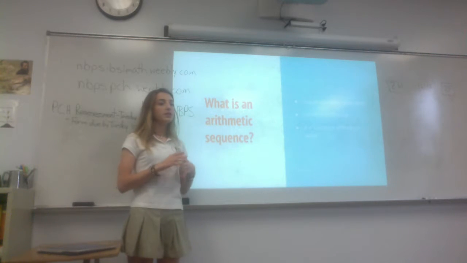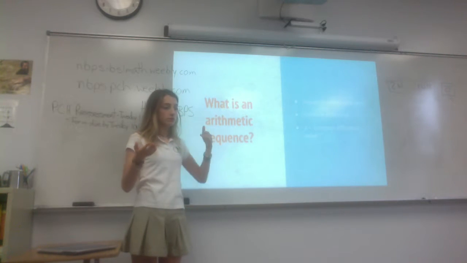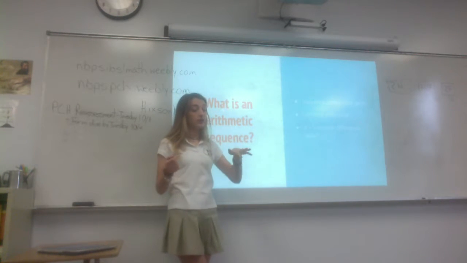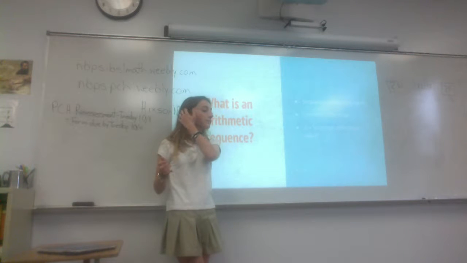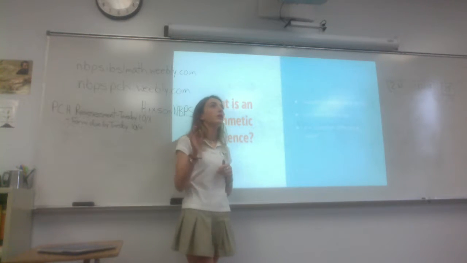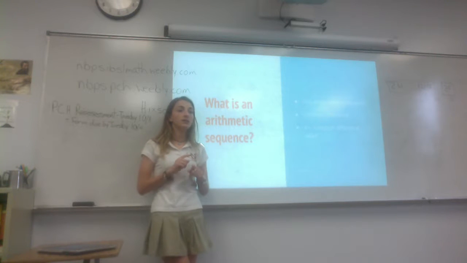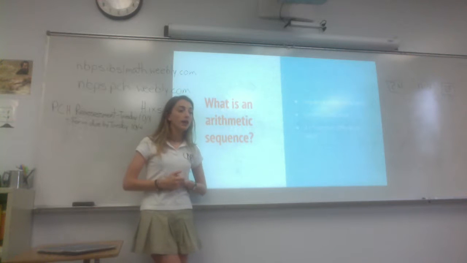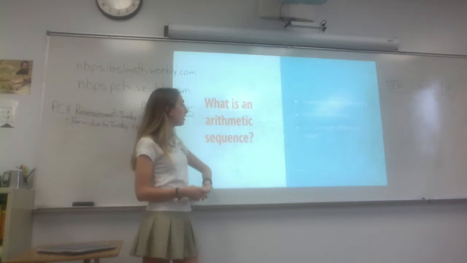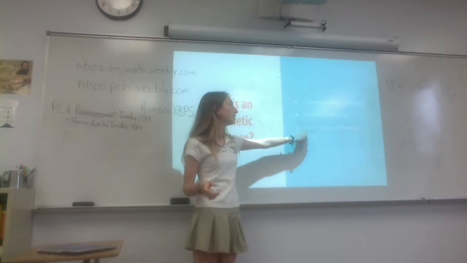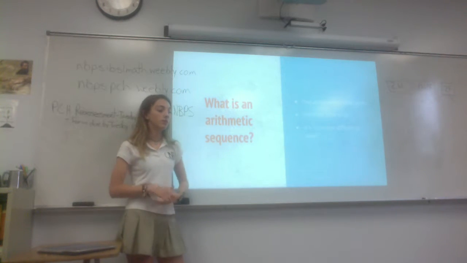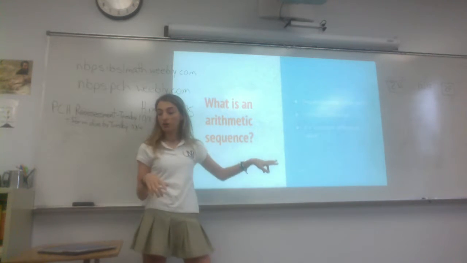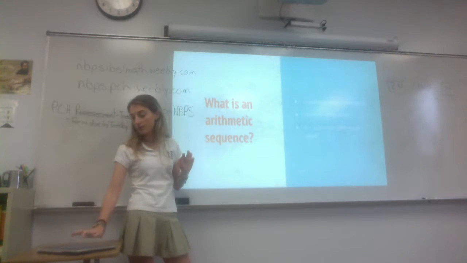So an arithmetic sequence is a sequence with consecutive terms, and between each of the consecutive terms there exists a common difference. So between the first term and the second term, there's a difference that's the same between the second and the third term, and the third and the fourth, and so on. That common difference is known as D when we get to the formula part of finding an arithmetic sequence. So that's what I'm going to be referring to as the common difference throughout the presentation.